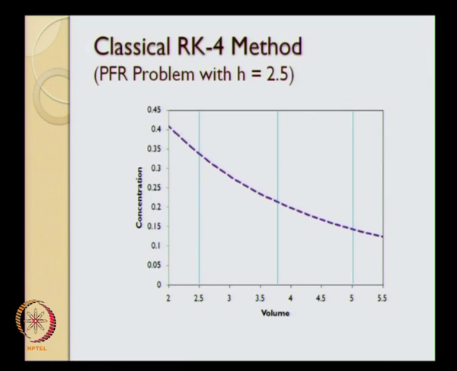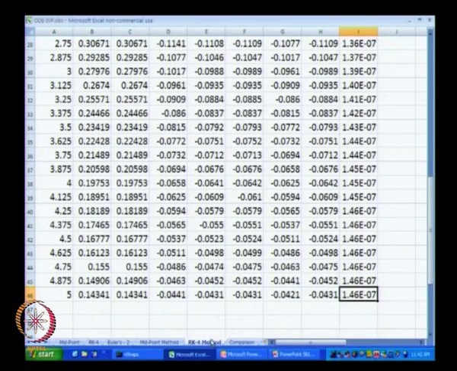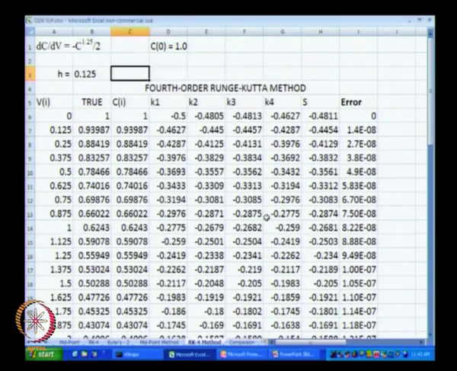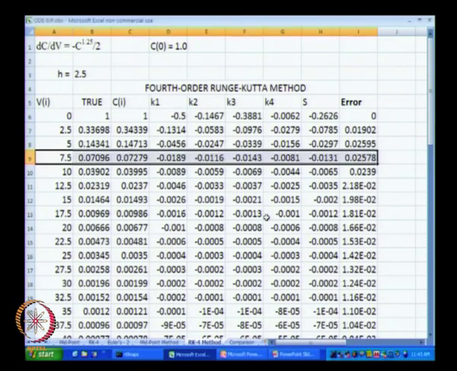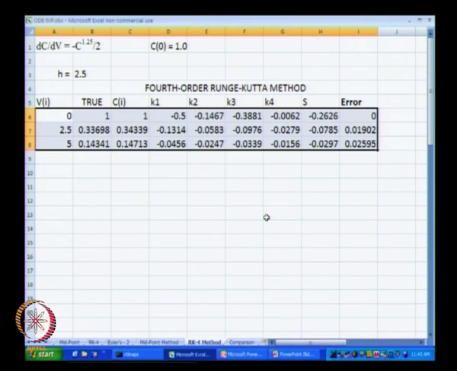Now to summarize what we get with the RK4 method, I have used the previous solver that we had developed. Recall that we had developed this particular solver using the RK4 method, and what I did was I changed h to 2.5, and for h equal to 2.5 these are the results that we obtained for v equal to 0, v equal to 1, v equal to 2.5 and v equal to 5.